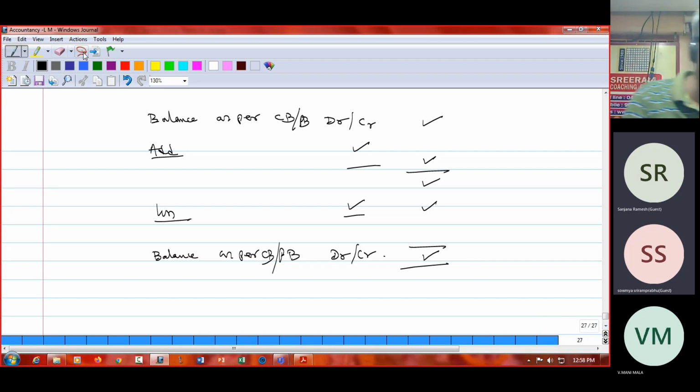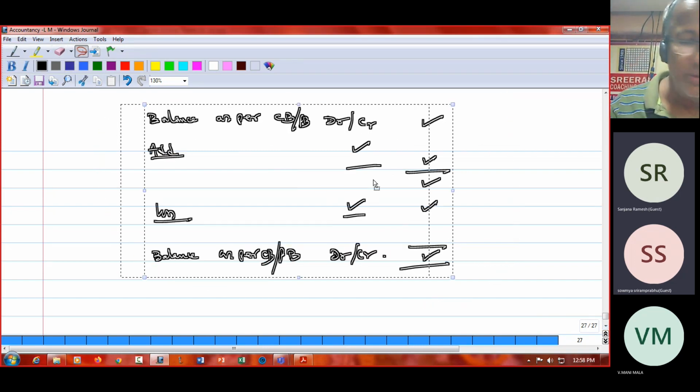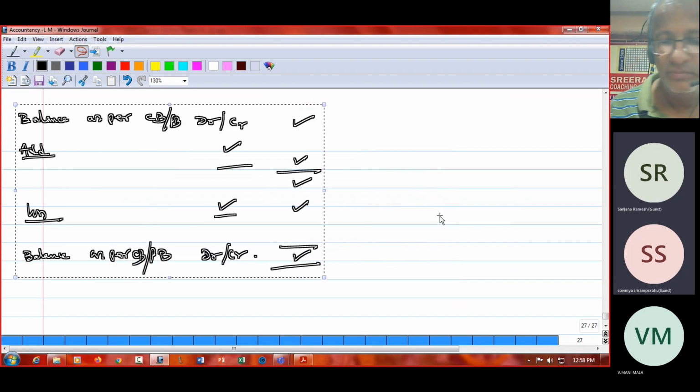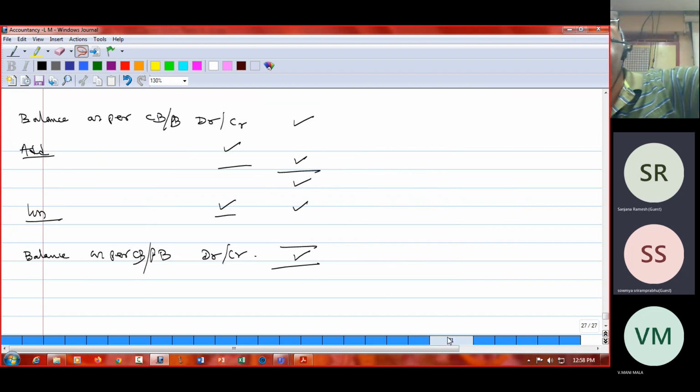So the format could be in any form. There is no hard and fast rule that you should always start with the cash book and end up with the passbook. Similarly, there is no hard and fast rule that you should start from the passbook and end up with the cash book. You don't have any sort of fixed format. But some items we will be adding and some items we will be deducting.